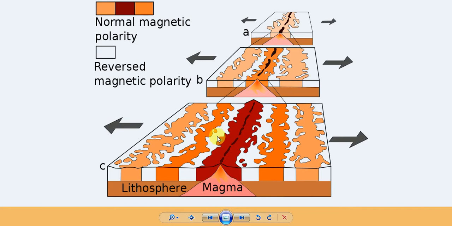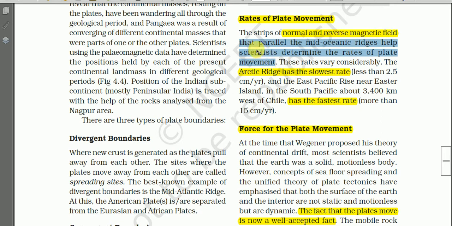Normal magnetic polarity means the polarity having the same magnetic field that exists today. So by reading these magnetic strips that parallel the mid-oceanic regions, scientists determine the rate of plate movement. And this rate of plate movement varies considerably. The Atlantic ridge has the slowest rate, and the East Pacific rise near Easter Island in the South Pacific, about 3,400 kilometers west of Chile, has the fastest rate.